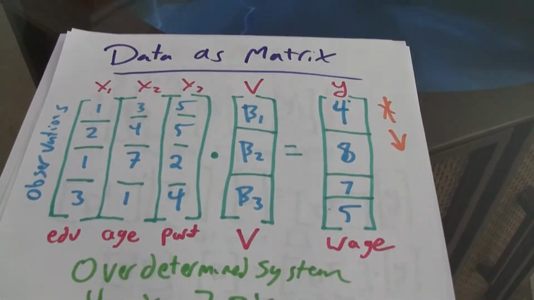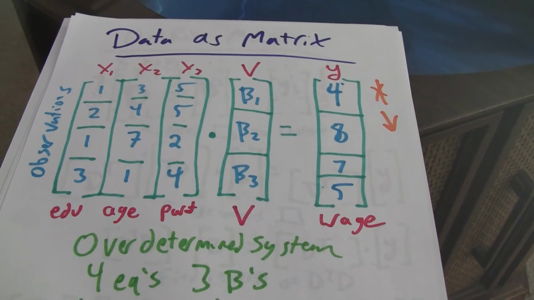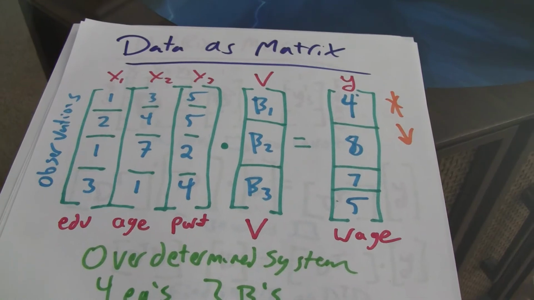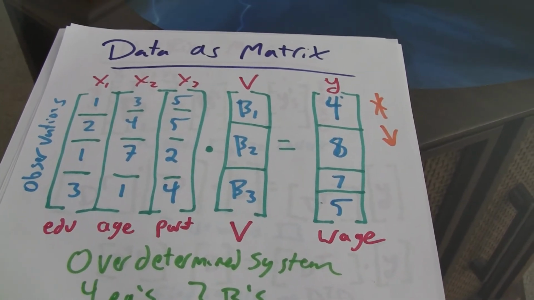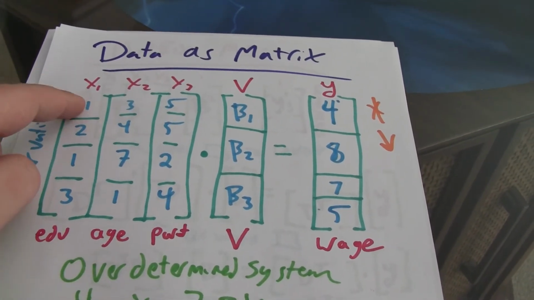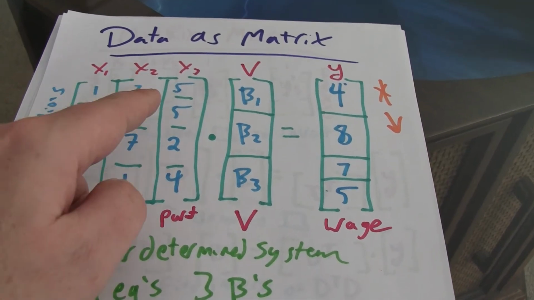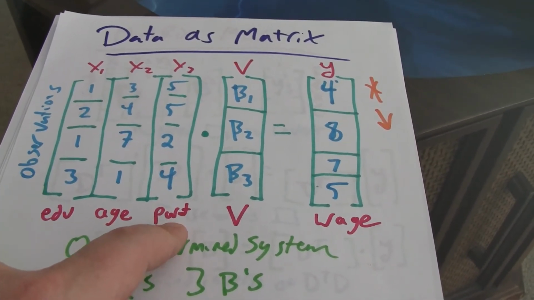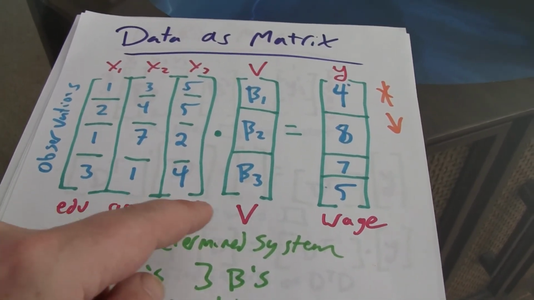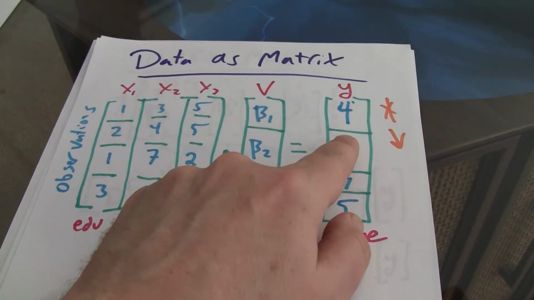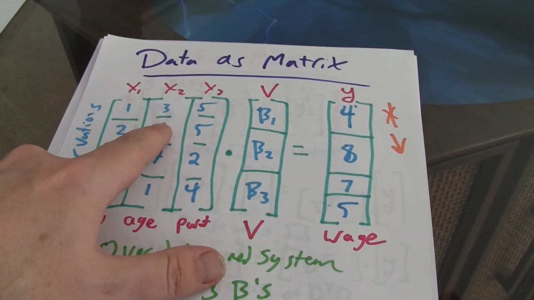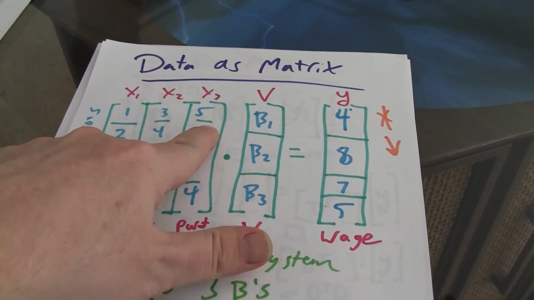Okay, so now that we have all the tools, we can think about data as a matrix. When we've got a data set, it is a big grid with numbers in it, right? Our observations go in it. We're going to have a column of our education, that's going to be x1, a column of ages, that'll be x2, and a column of our parents' income, that'll be x3, and there'll be all the different observations in here. And then wage, right? So this top person makes a wage of 4. He's got an education of 1, an age of 3, and a parent income of 5.